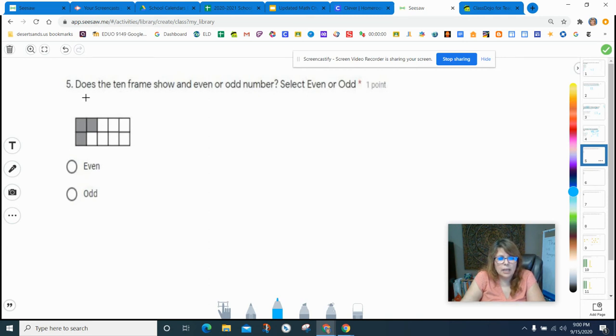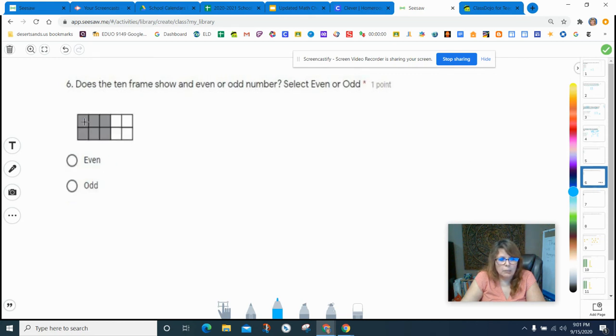So now it says, look at the tens frame. Does the tens frame show if it's even or odd? So all I have to do is look at my picture, pair. This doesn't have a pair, so it's an odd. Simple as that. And most of you did a very good job on this, but I want you to pay attention again.